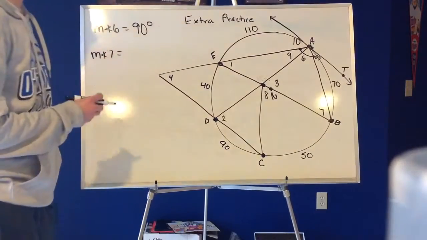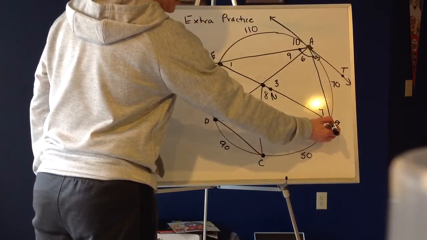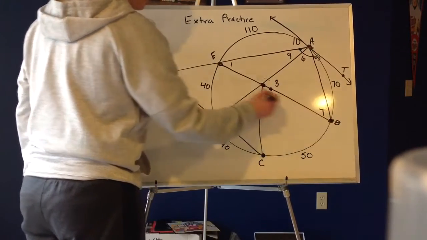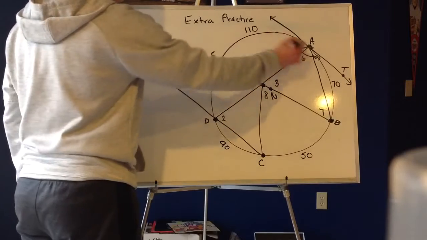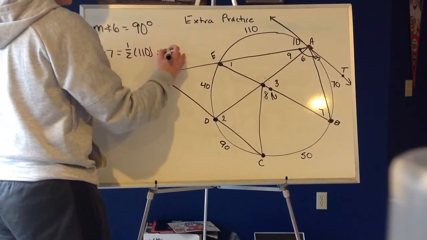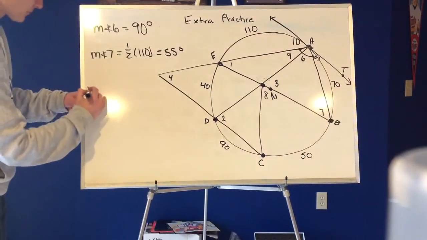For 7, over here, 7 is inscribed as well because it's on the circle. If you follow it, it goes A all the way to E. A to E is 110, so it would be half of 110, which would give you 55 degrees for 7.